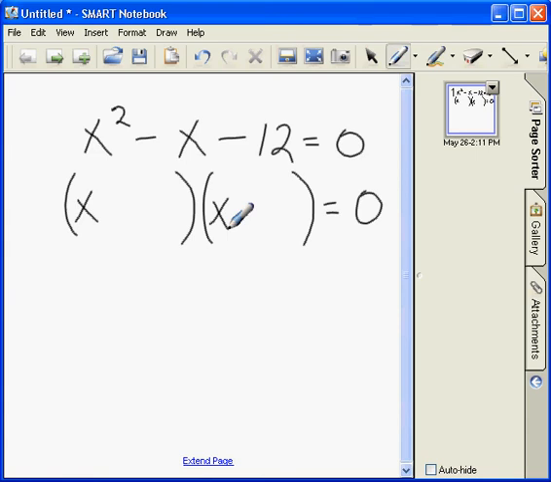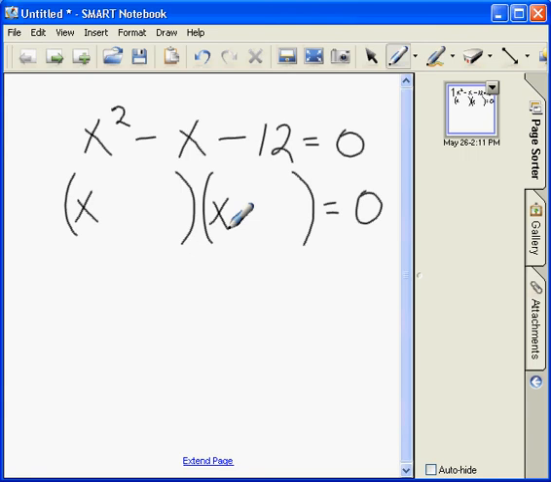Now things get a little more interesting. Minus 12, we ask ourselves the question, what two numbers when multiplied together could give us minus 12? Obviously, the absolute numbers that could give us 12 would be 2 and 6, 1 and 12, 3 and 4. And we have to decide which of those would work.